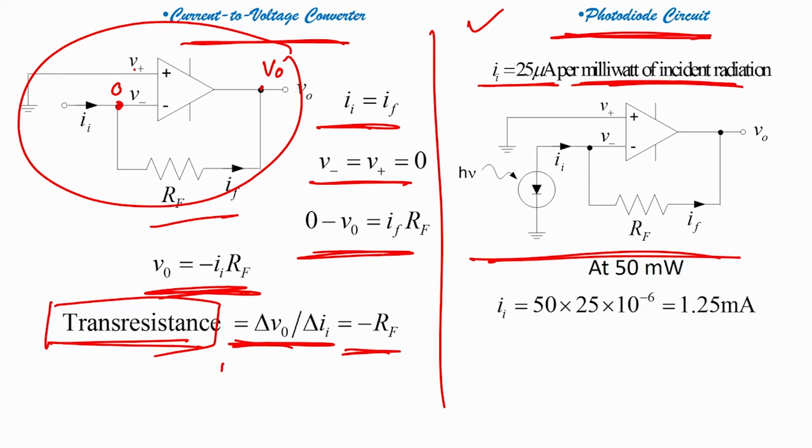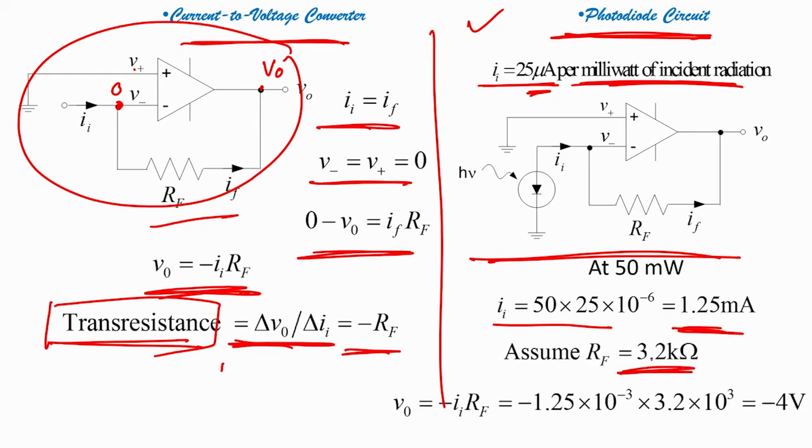Okay. So, at 50 milliwatts, what is the power? What is the current? At 50 milliwatts, it will be 50 into 25 into 10 raised to minus 6, because it is microampere, which gives 1.25 milliampere. Now, if I assume that RF equals 3.2 kilo ohm, then my output voltage V0 would be minus 4 volts.